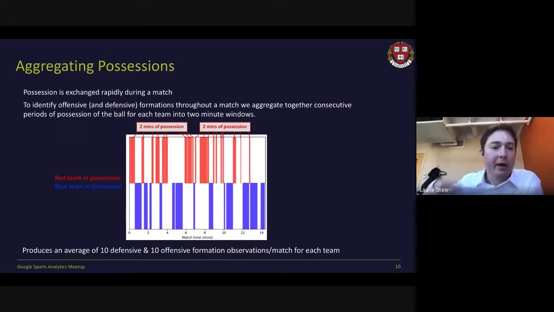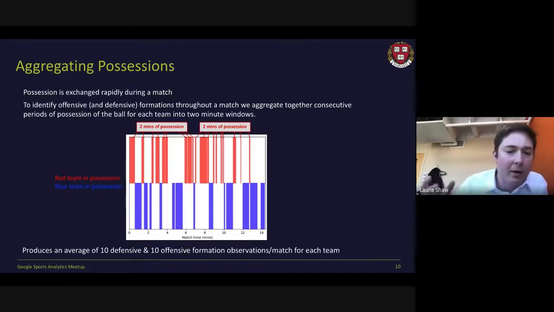So in order to identify offensive and defensive formations throughout a match, we aggregate together consecutive periods of possession of the ball for each team into 2-minute windows, and then measure the formations of the team that was in possession and their opponents within that window. So this chart here essentially shows you an example of that process. It shows the first 15 minutes of a match with match time along the x-axis.